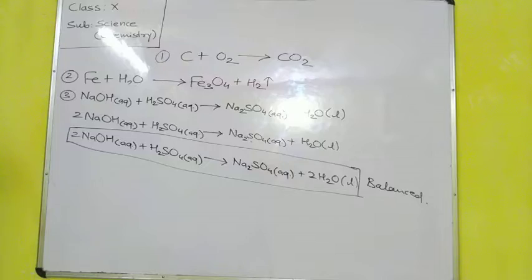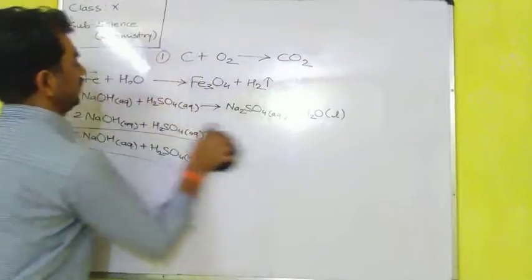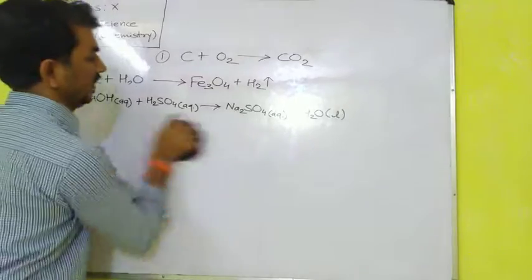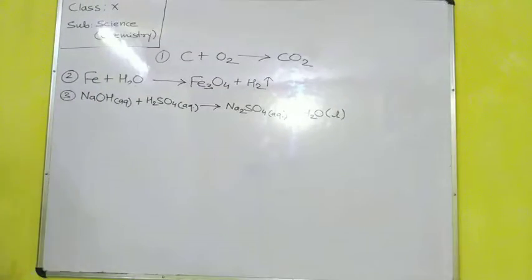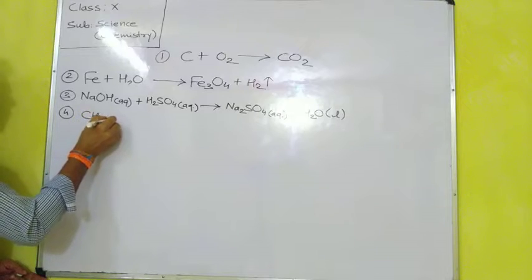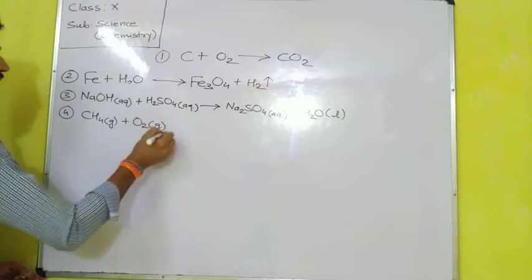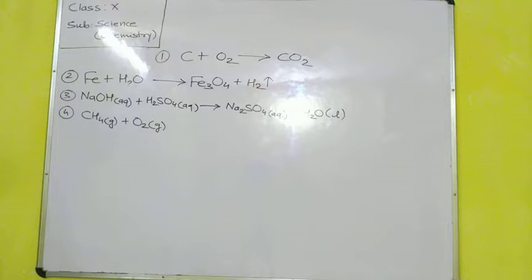Write down. Okay, I think we've written. Now the next equation which we have to balance, write down methane plus oxygen gas. Fourth equation, CH4 plus O2 gas. Okay, it forms CO2 plus H2O.